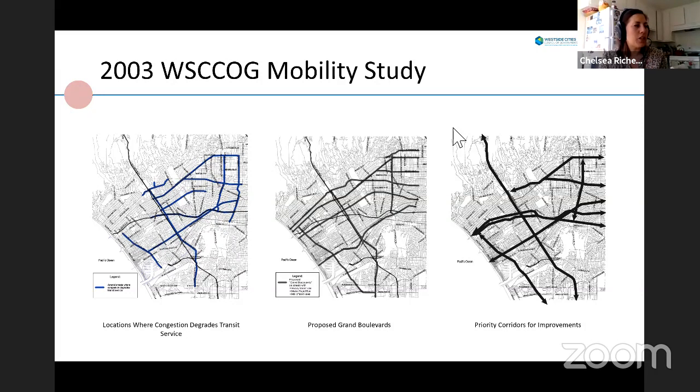For the locations where congestion degrades transit service, we've also been relying on a lot of the work Metro has been doing around this same concept, pulling in some of the analysis that is readily available through their studies to understand bus lines that are particularly subject to congestion on the West Side. Next slide.